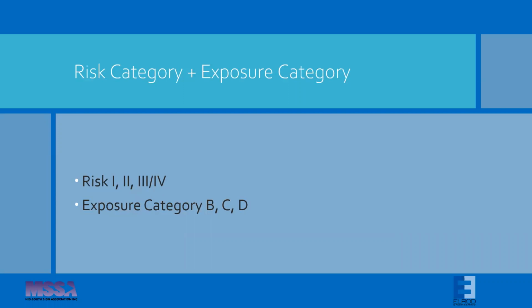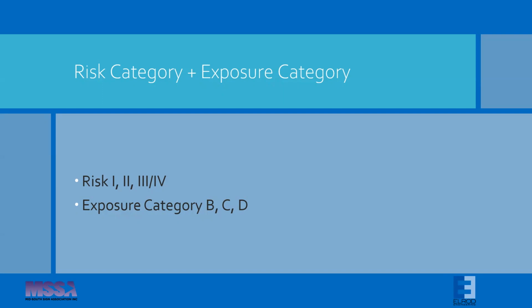Two other factors that have an important impact on design are the risk category and the exposure category. The risk category typically is ranked 1 through 4, and that basically describes how critical a structure is, structure being defined as a building, a sign, or anything. Or put it another way, what are the consequences to human life in the event of a failure?